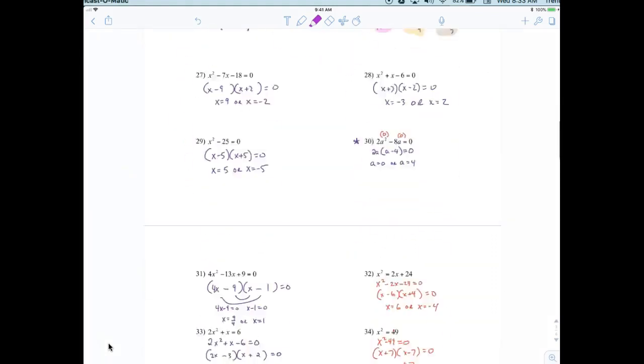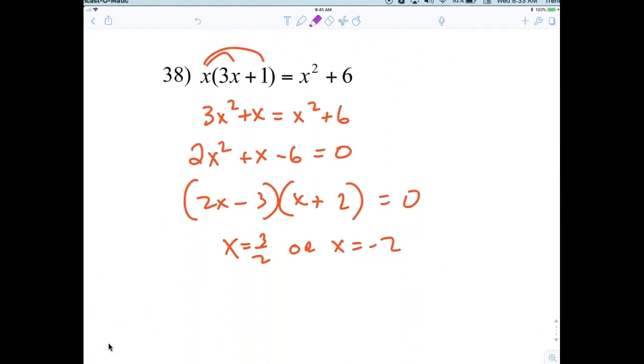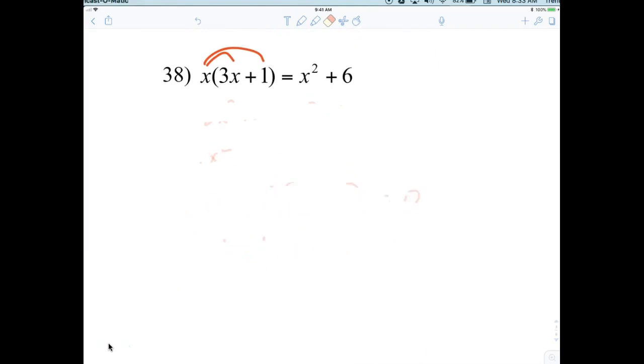All right, let's try 38. Now the problem with 38 is, first of all, it's not set equal to 0. Do you agree with that? So we've got to set it equal to 0. But the problem is, right off the bat, this right here. So I've got to distribute the x. When I distribute the x, that will be 3x squared plus x equals x squared plus 6. Do you agree with that?